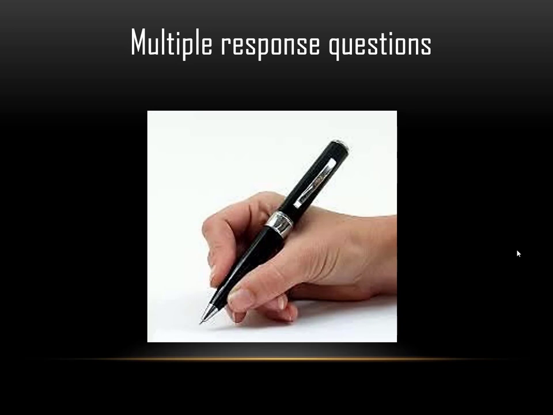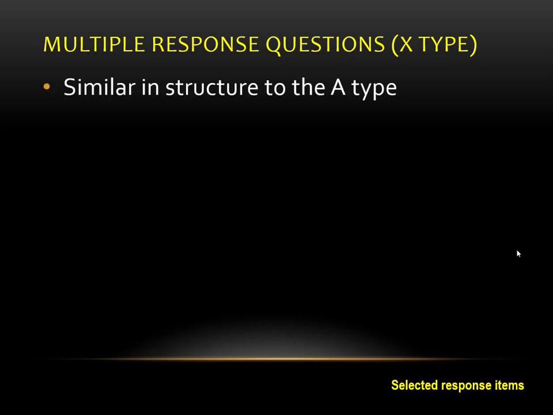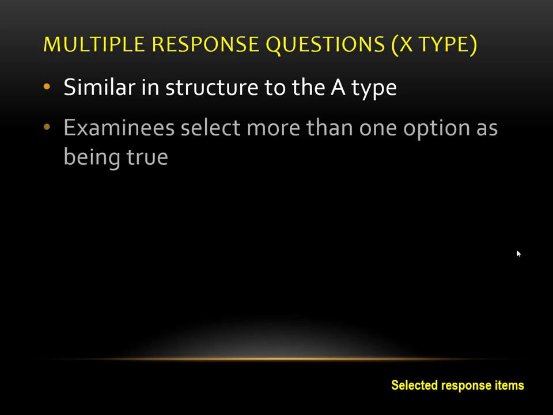Now, the last one of the selected response types is the multiple response questions or items. And in this type, of course, very similar to the A type, the only difference is that when the candidate or the examinee selects an answer, they select more than one, and the number to be selected should be specified, but it can be left unspecified, and then they will just go through the list and select the correct responses or answers. Now, it is similar in structure to the A type.